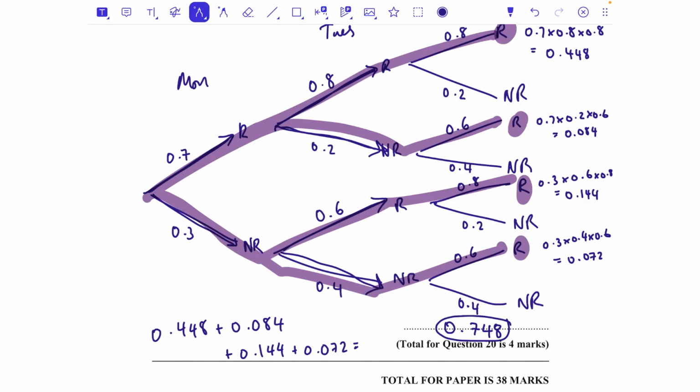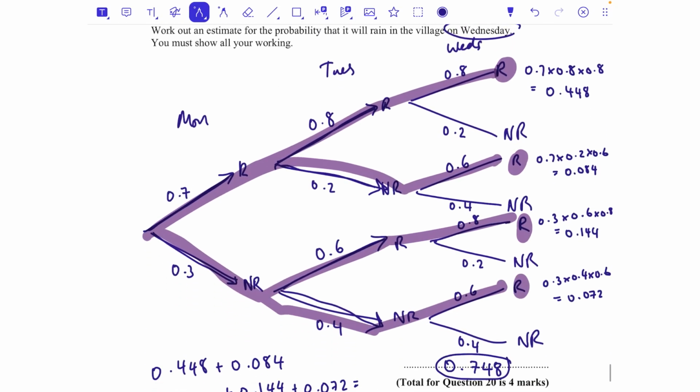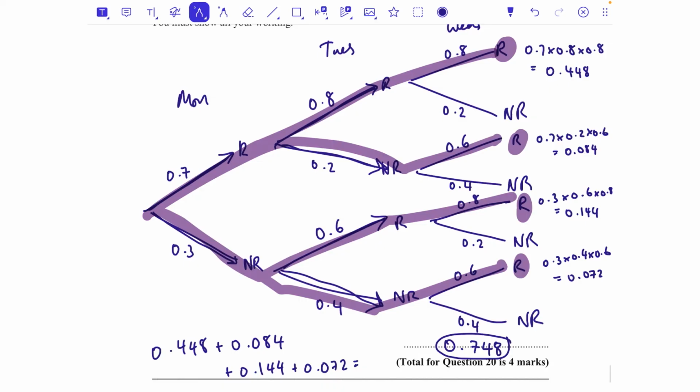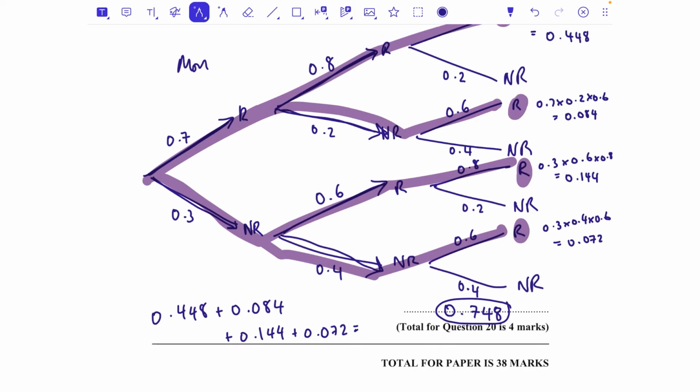There we go. So 0.748 for 4 marks. Very tricky, that one. That was probability, dependent probability, where it's changing depending on what's happening before. There we go. 0.748 is your final answer for that one. That is 4 marks. That is half a past paper. So hopefully you found that helpful.